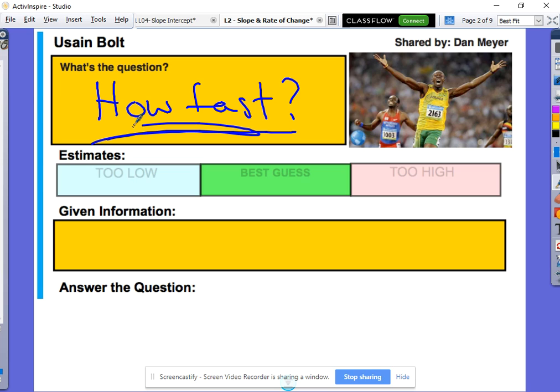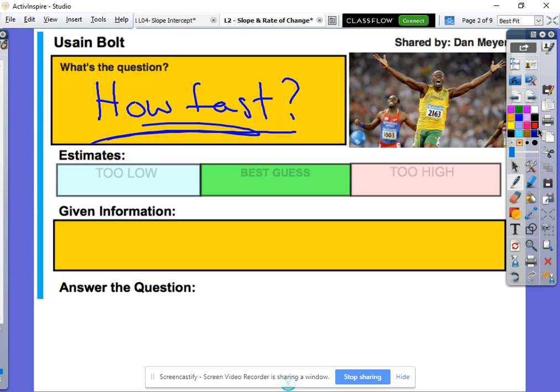So, the reason we're asking that question today is because our goal today is to look at rate of change, aka slope. And really, a speed is a rate of change. It's how much space you are covering or how much distance you're going in a certain amount of time. So let's make some estimates.